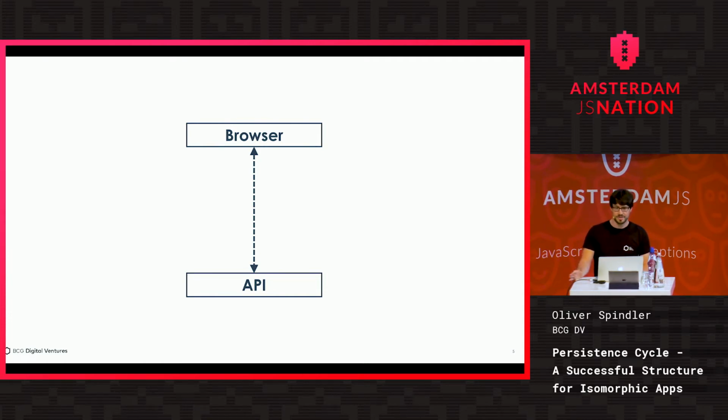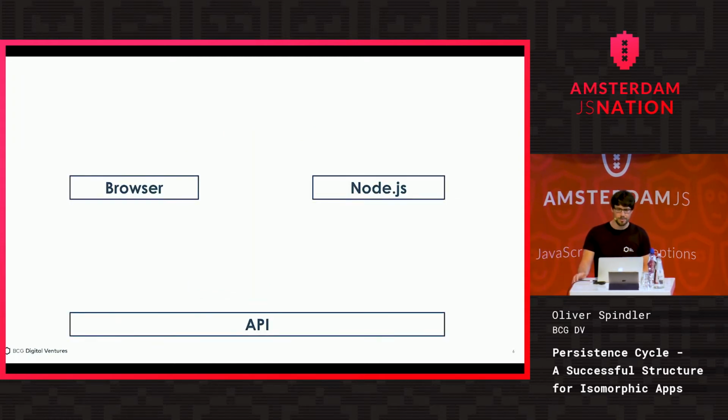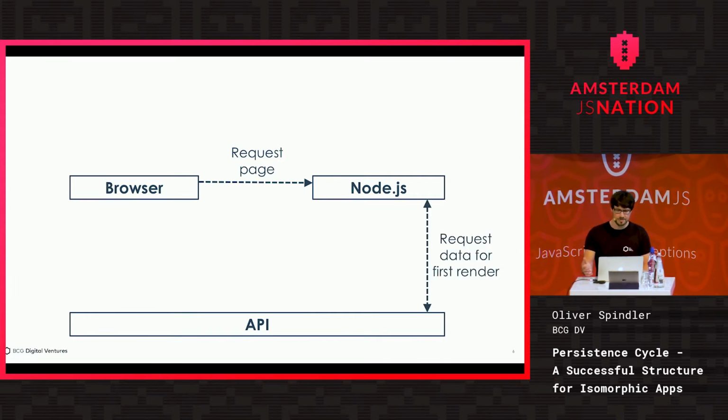In a single-page app, it's super easy. The browser talks to the API, that's it, nothing else. In an isomorphic app, you also have a server, typically a Node.js server. And what happens is the browser sends a request to the server, Node.js receives the request, looks at the path, interprets the route, requests the required data from the API, renders the result to HTML, and returns that to the browser.